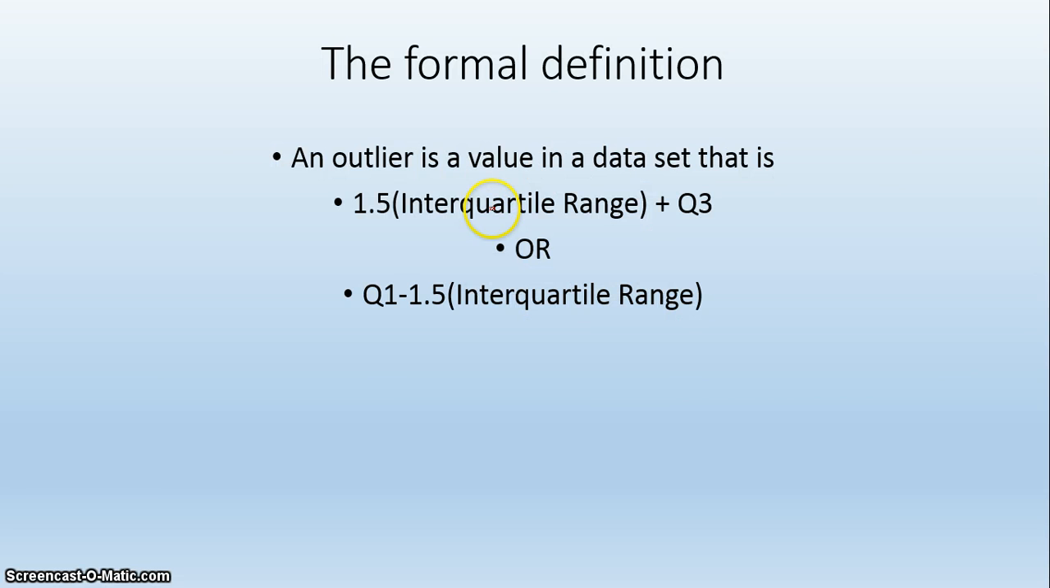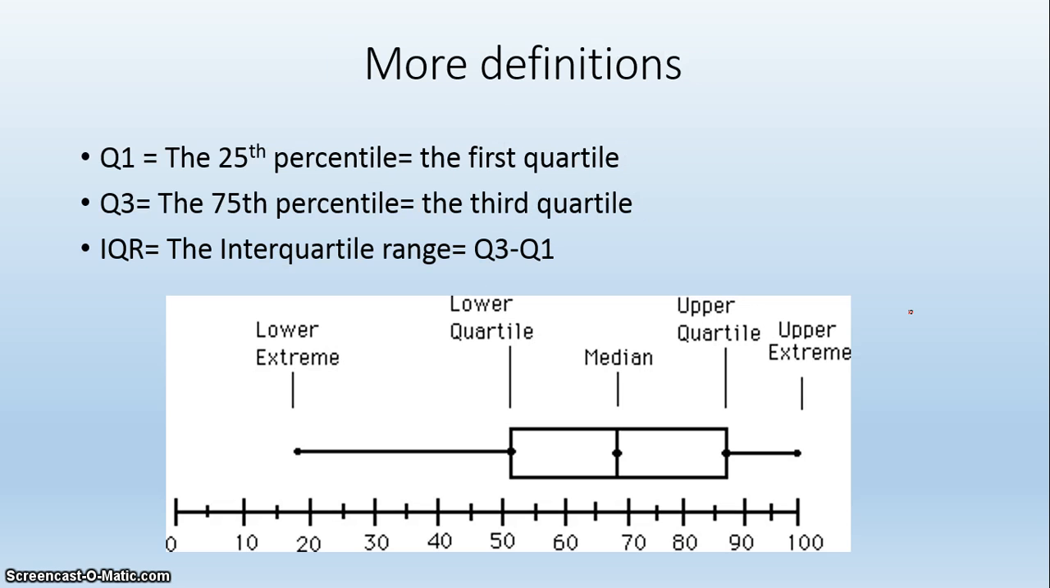Alright, so this is the definition we're going to focus on. An outlier is a value in the dataset that is either 1.5 times the interquartile range plus the third quartile, or 1.5 times the interquartile range less than the first quartile. You're probably wondering what that means, so let's take a look.